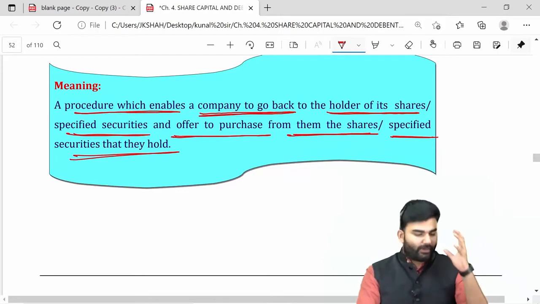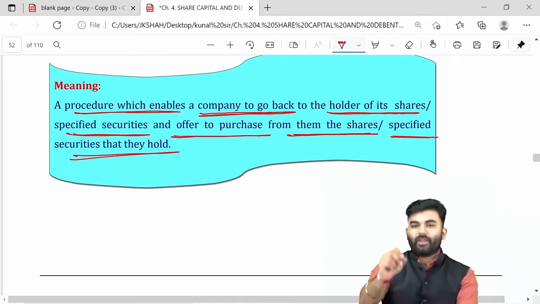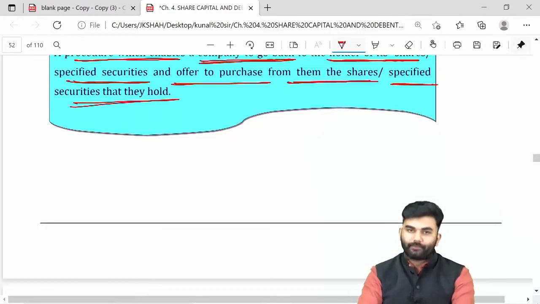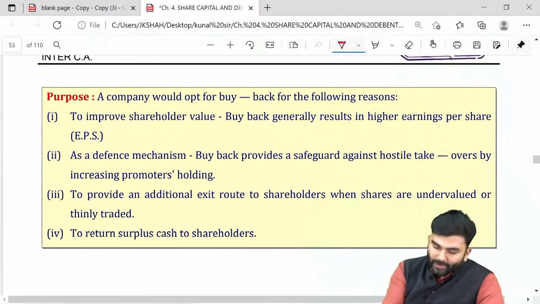So the company over here will give an offer to its existing shareholders that we are offering you that the company would like to purchase the securities which you are holding. Over here, why does a company go for a buyback? What is the purpose for which the company goes for a buyback?